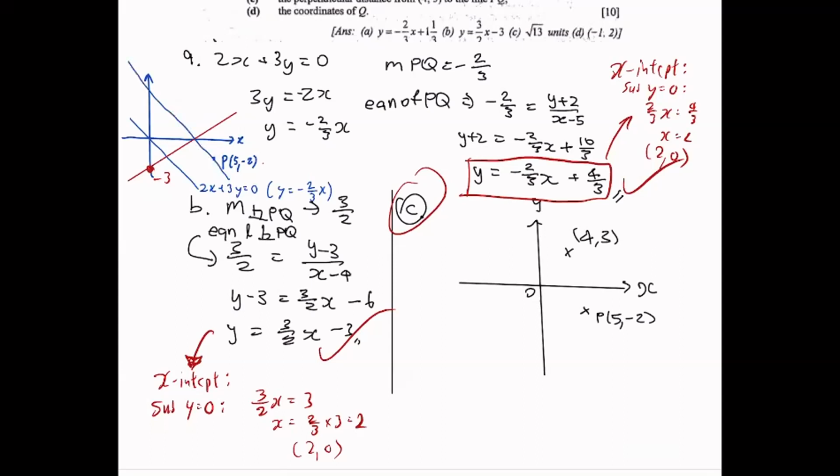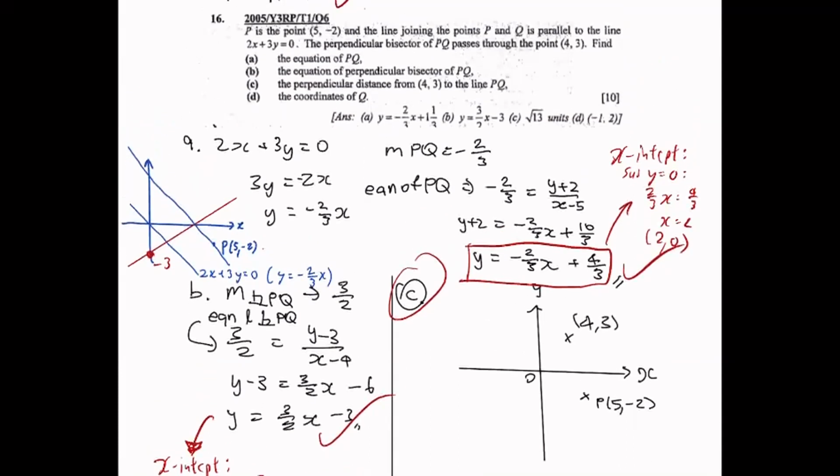Okay, good. So now what? I don't know. Now what? I don't know. Let's look at part C. Perpendicular distance from the point (4,3) to the line PQ.